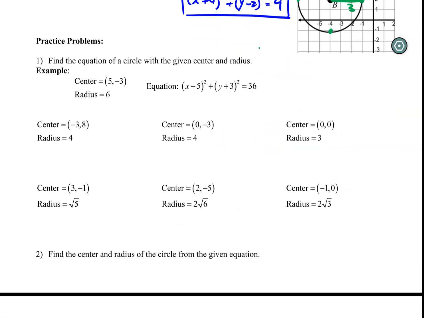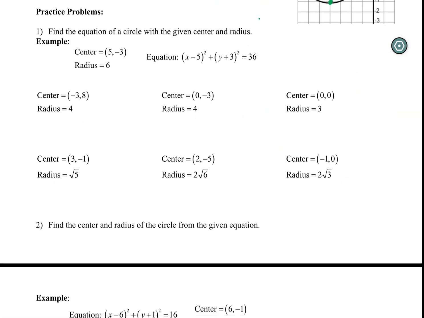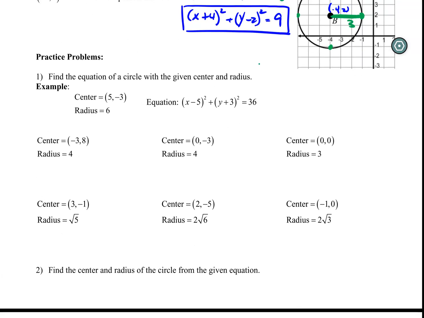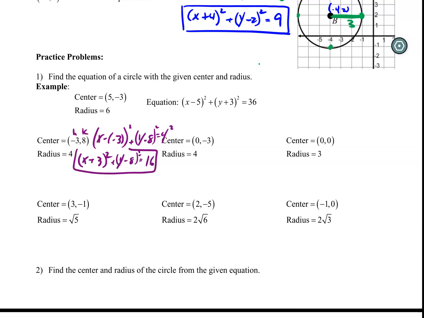All right, let's get through some of these practice questions, and then they'll kind of make sense as we go through. So this first one here, again, they're just giving us the center and the radius. We're just going to plug them in and go from there. So pretty straightforward. Here's my h, here's my k. So we've got x minus -3 all squared plus y minus 8 squared equals 4 squared. Simplify this, I get x plus 3 squared plus y minus 8 squared equals 16. And we're good to go.